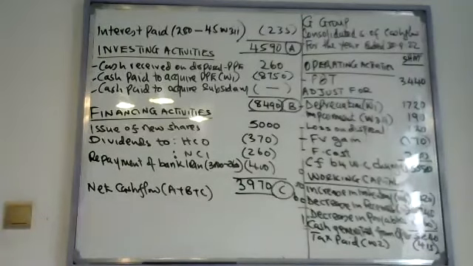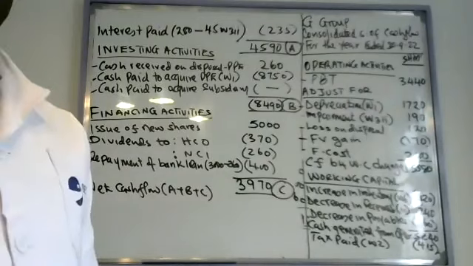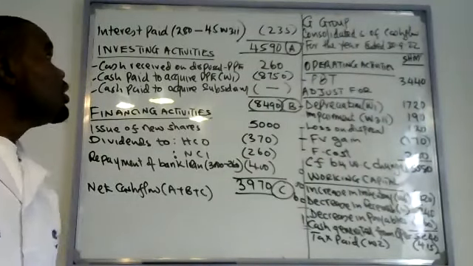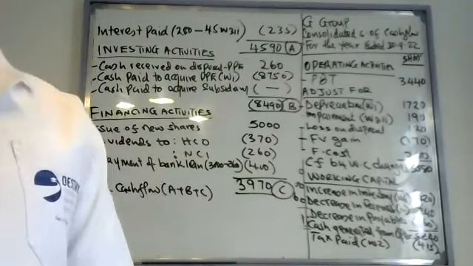So can you add for me A plus B plus C? The net. You have everything. I'm just waiting for the answer.